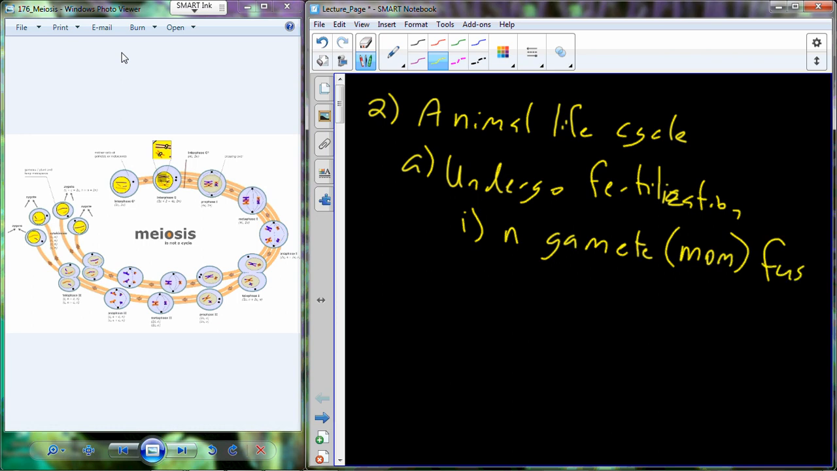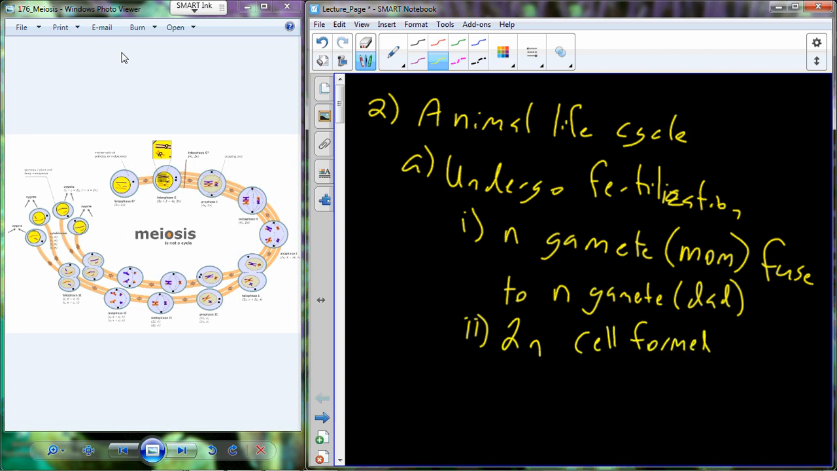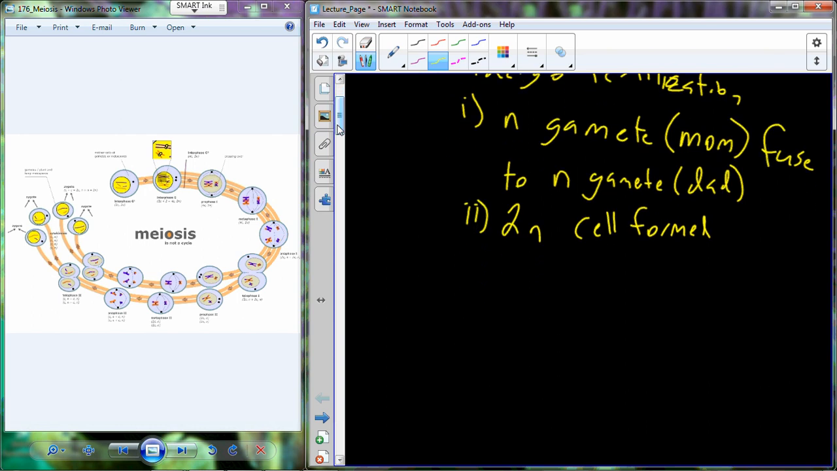Mom's gamete is going to fuse to an N-containing gamete from dad. And then N plus N gives you 2N. So at this point of fertilization, we go from having N gametes to fusing them together to form a 2N cell. Now this 2N cell that's just been formed through the fusion of our gametes, we are going to refer to in animals as a zygote.